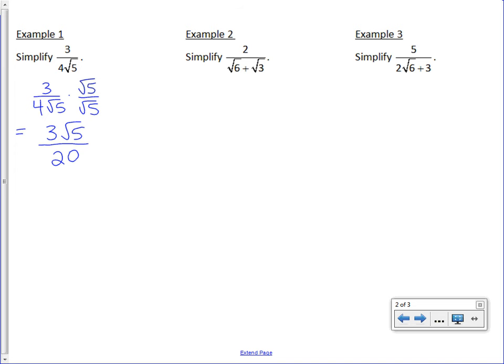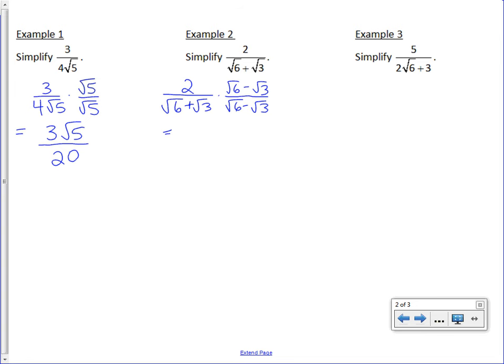Good. Okay, example 2, 2 over root 6 plus root 3. So this time, am I going to be able to use the single radical strategy for this one? I'm going to have to use that conjugate strategy. So what's going to be the conjugate? I'm going to multiply the numerator and the denominator by root 6 minus root 3.